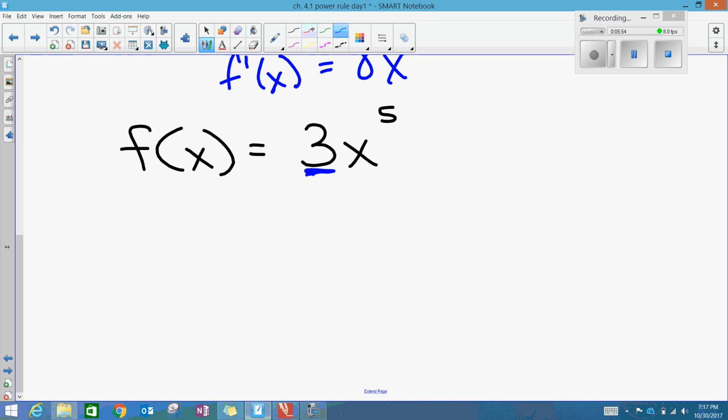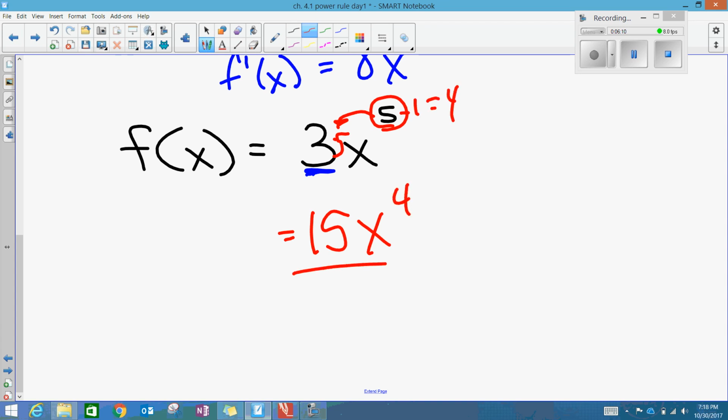Now, if there's already a coefficient out in front of that power, you just simply multiply n by that coefficient. So, for instance, with 3x to the 5th, our exponent is 5, so n is 5. We're going to bring that down in front and multiply it, so 3 times 5 is 15. x to the n minus 1 is x to the 4th. So the derivative of f of x is 15x to the 4th.